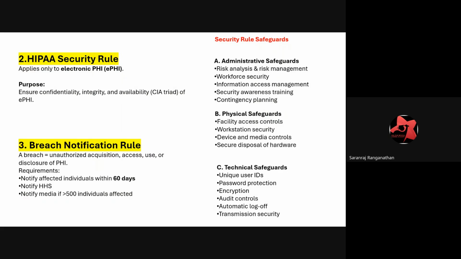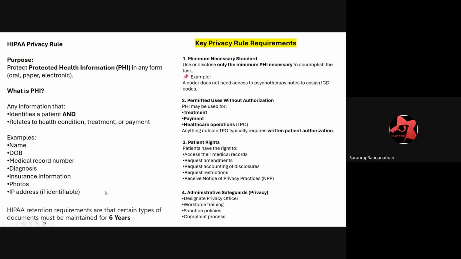So in the HIPAA privacy and security policy, we have three important rules: the privacy rule, the security rule, and the breach notification rule. In the privacy rule, we have a set of elements which need to be followed: minimum necessary standards, permitted use without authorization, patient rights, and administrative safeguards. Here is one administrative safeguard in the privacy rule.